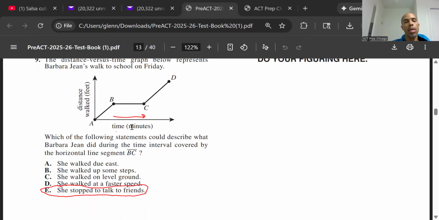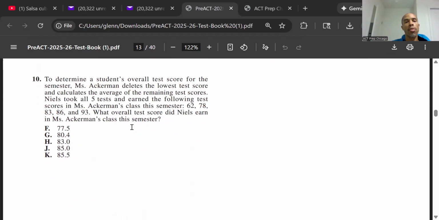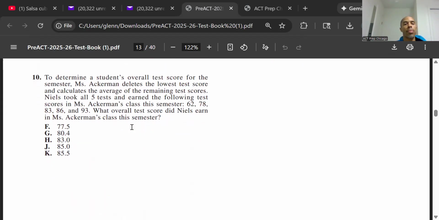Okay, number 10. To determine a student's overall test score for the semester, Miss Ackerman deletes the lower test score and calculates the average of the remaining test scores. We all like that, huh? Niels took all 5 tests and earned the following test scores. I know I was working with one of my students and she missed this question. Do you know how she missed it?